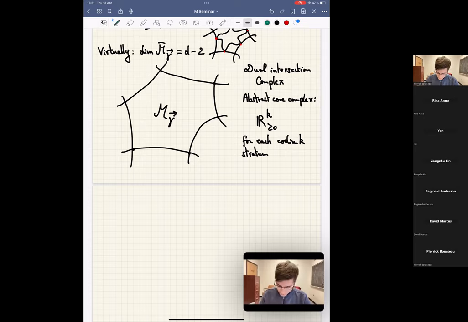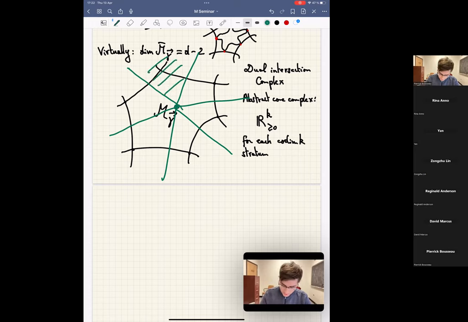Okay, so if I draw the corresponding cone complex on this picture, I will have an origin corresponding to the open part. I will have various rays corresponding to the various divisors. And on this picture, I will have various two-dimensional cones corresponding to the various zero-dimensional strata of my normal crossing compactification.